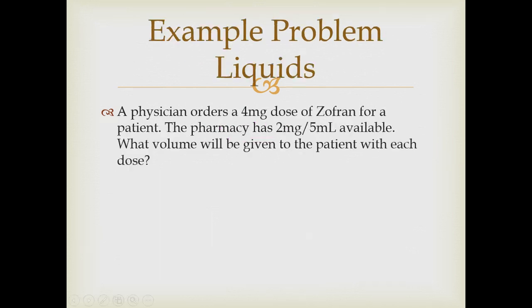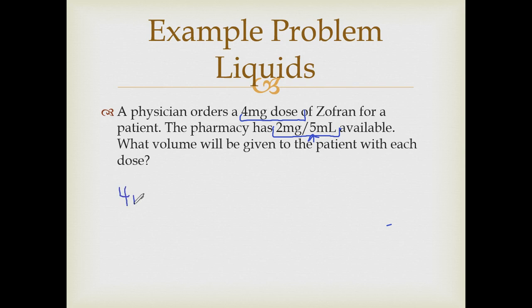Let's take a look at solving for a dose for liquids. Now liquids are a little bit different. So I have 2 milligrams per 5 ml available. That's how the concentration for liquid medications is written. 2 milligrams per 5 ml means that for every 5 milliliters of liquid the patient takes, they're going to get 2 milligrams of medication. So if a physician orders a 4 milligram dose, they want to know what volume of this concentrated suspension is needed.